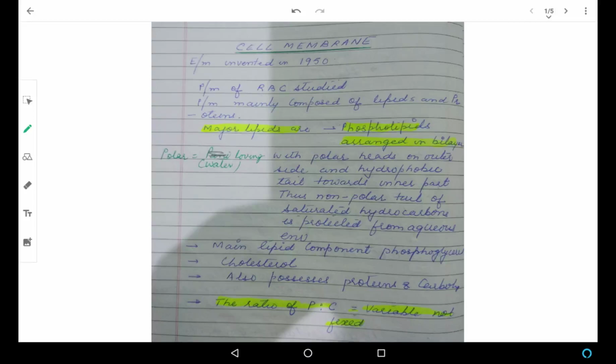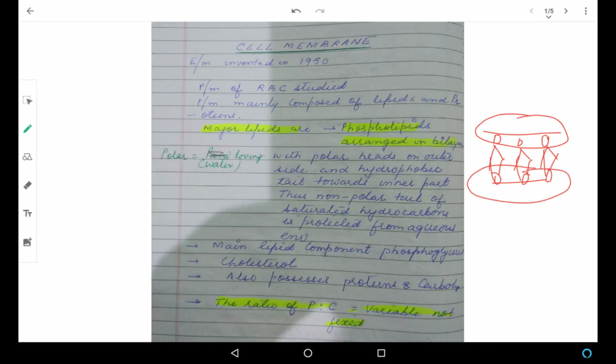Plasma membrane is mainly composed of lipids, proteins, and a small amount of carbohydrates. The major lipids are phospholipids arranged in a bilayer like this. This is lipid bilayer number 1 and this is lipid bilayer number 2, and the phospholipid molecules contain a head and tail.